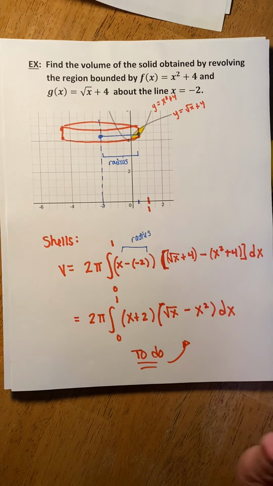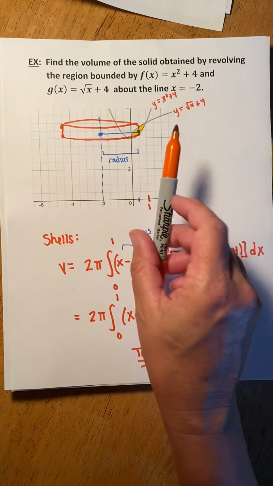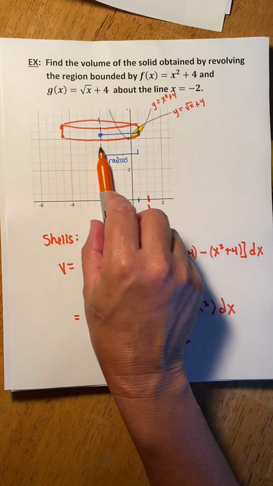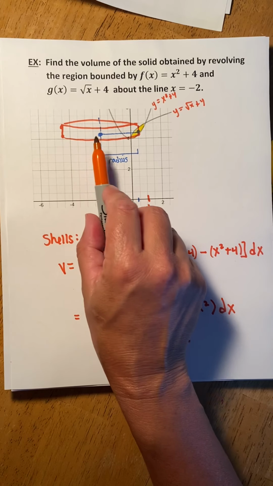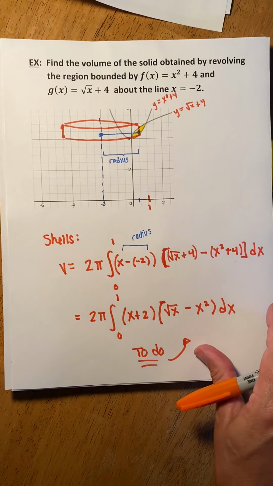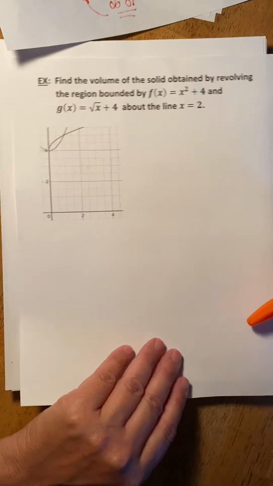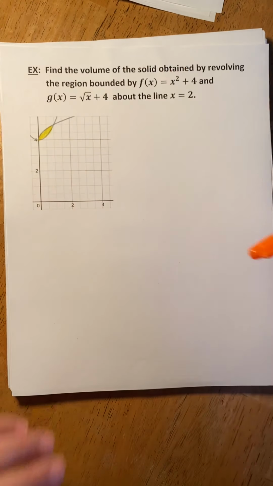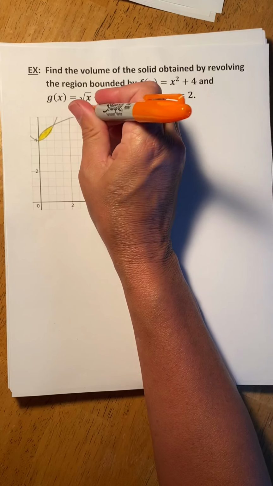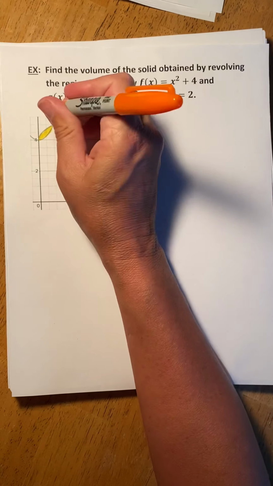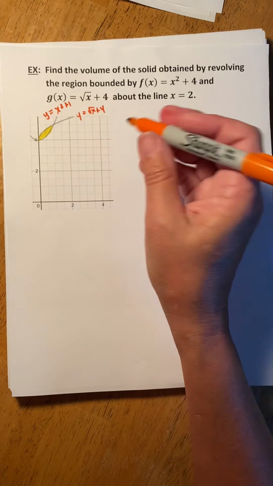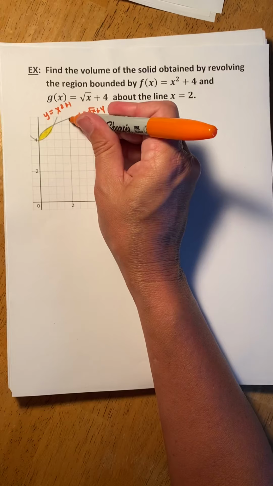The first time, my axis of rotation was to the left of the shape, and now I just moved it further to the left of the shape. But what happens if I move it over to the right side? How does that change things? All right, we're going to do this same volume right here, same area right here. This is y equals the square root of x plus 4. The top one is y equals x squared plus 4. We are now going to spin it along the line x equals 2.